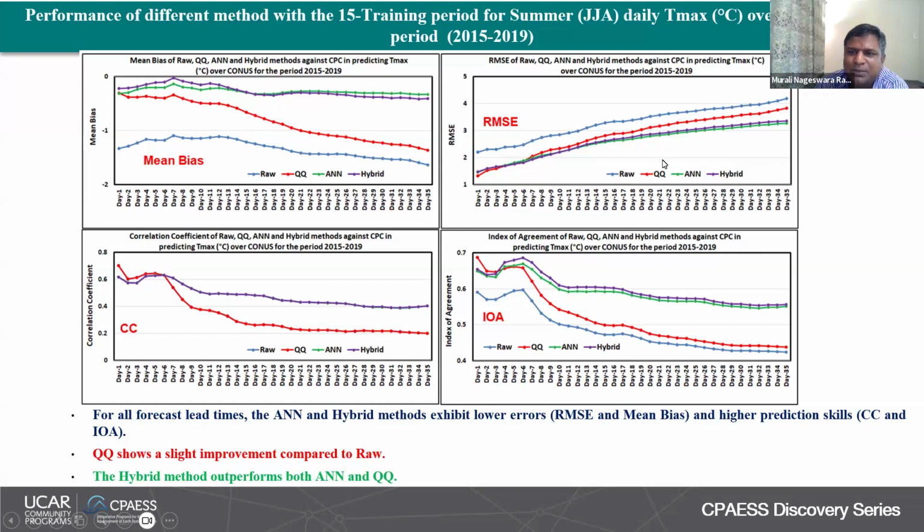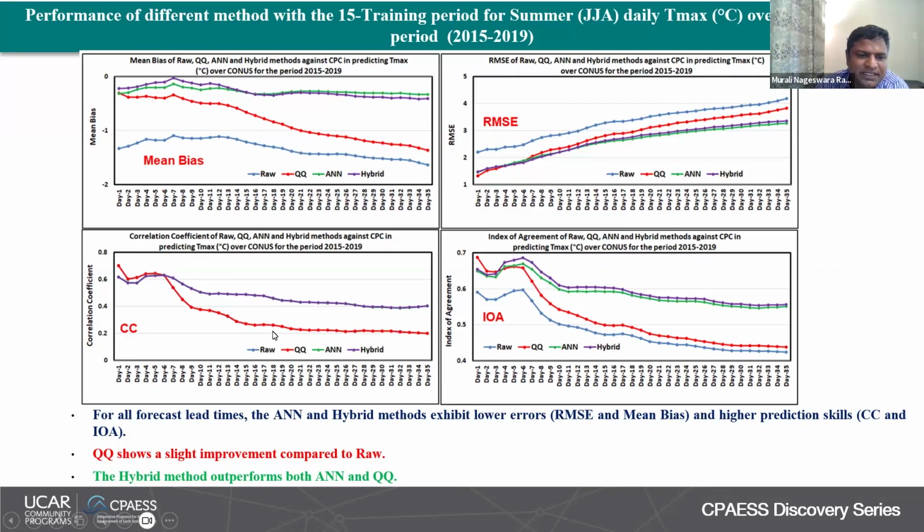And a similar improvement can be observed for the RMSE case also. RMSE is increasing from day 1 to day 35. It is more than 2 degrees centigrade, and at day 35 you can see it is 4 degrees also. But in all forecast lead times, all the calibration methods reduce it. But the reduction is particularly more in the NN and hybrid methods for the longer lead time forecast.